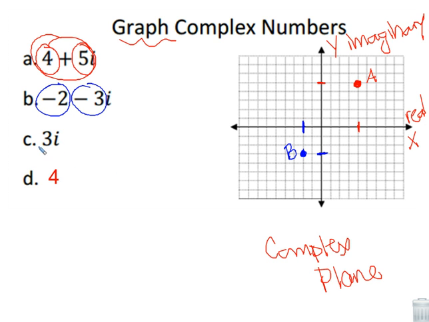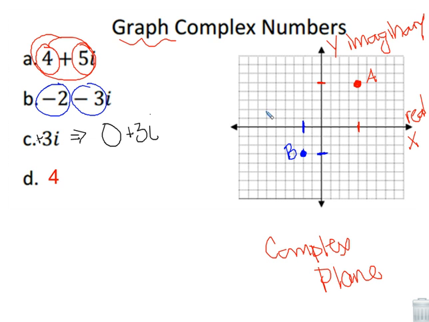If we take a look at C, we only really have the imaginary part because we only have the number attached to the i. How we want to think about this, though, is if we don't have a real part, we're missing this first number. If we don't have something, it's normally understood to be 0. So my real part, which I'm missing, is 0. But I do have a positive 3i.